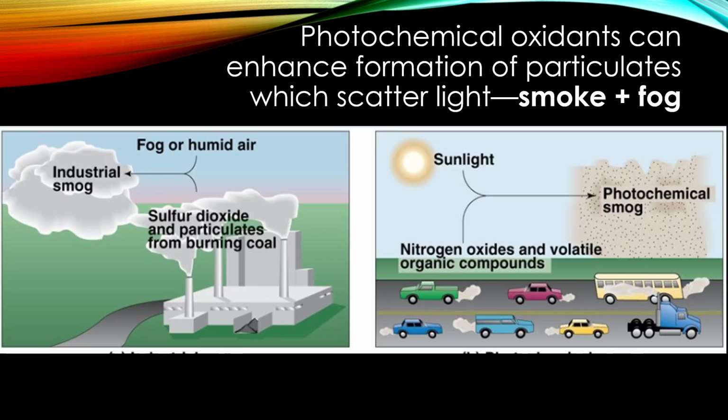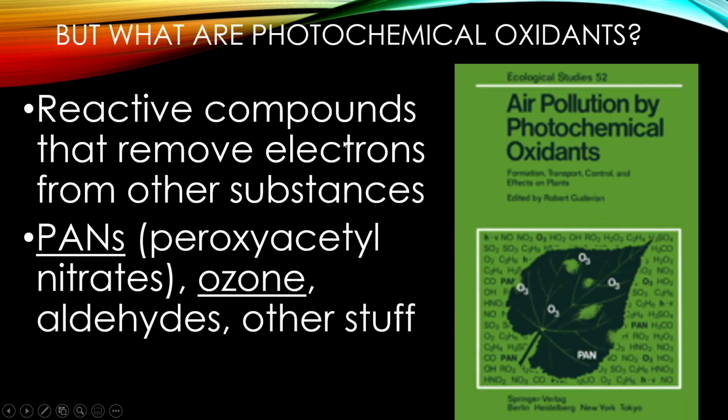So photochemical oxidants can actually enhance the formation of particulates which scatter the light, and this is what makes it look like a smog, and the reason it's called smog is because it's smoke and fog. So typically when you have humid air and industrial pollution, you get the industrial smog. And then on the other side, if you have a lot of nitrogen oxides and VOCs coming in from transportation with sunlight, you get photochemical smog. So remember, those are the two types of smog that we're going to be looking at.